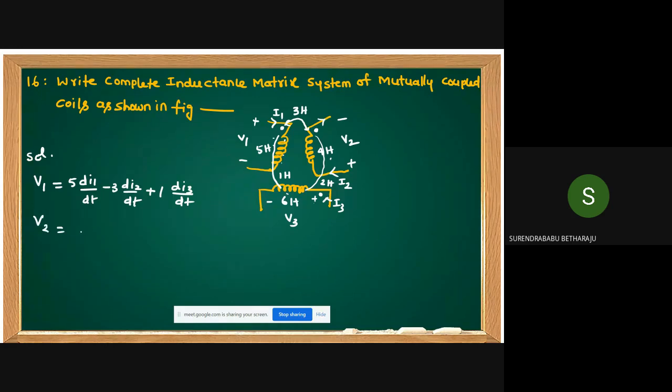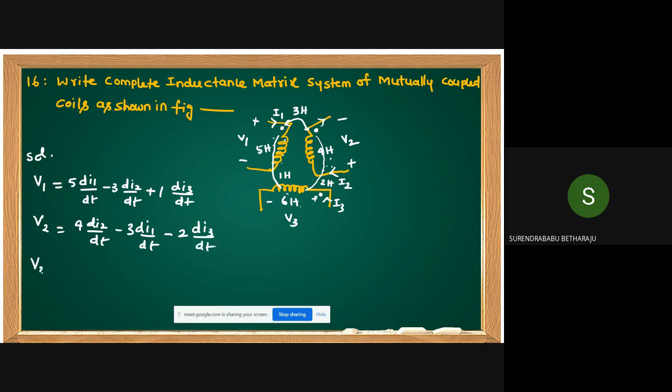What is V2? Yes, friends, what about V2? V2 equal to self-inductance as it is, 4 into di2 by dt. But these two are opposing, minus 3 into di1 by dt. Then what about this coil and this coil? At this dot current is leaving, but here current is entering. That's why these two are opposing, so minus 2 into di3 by dt.